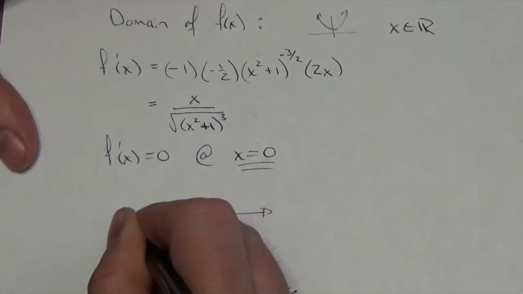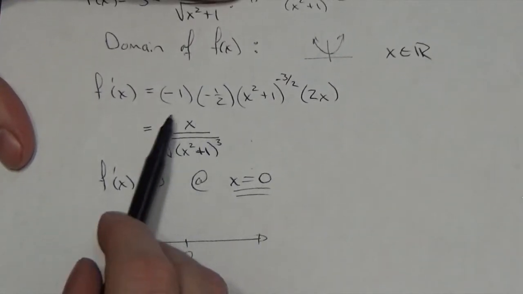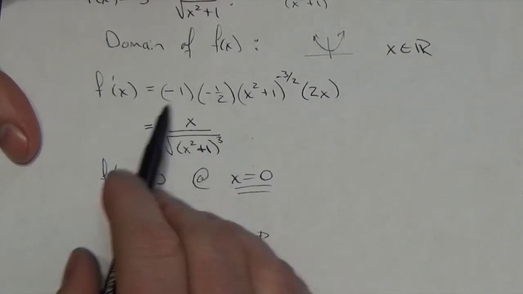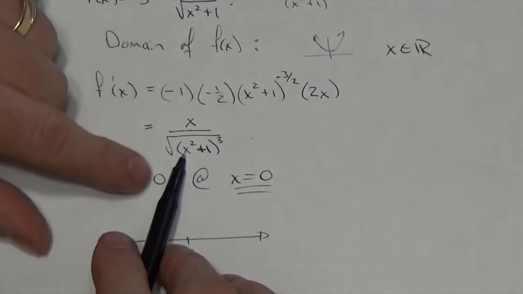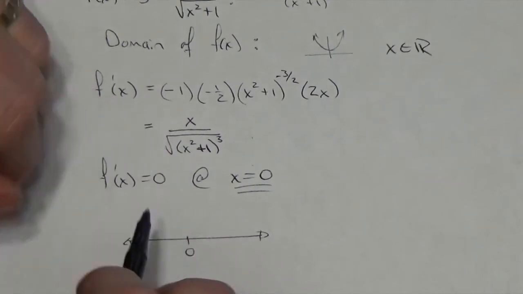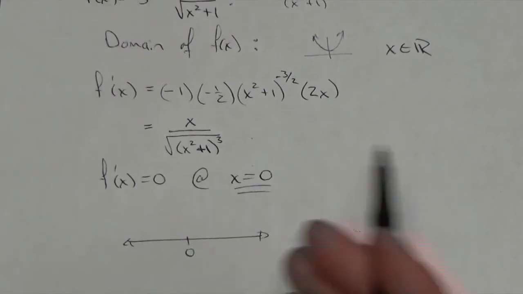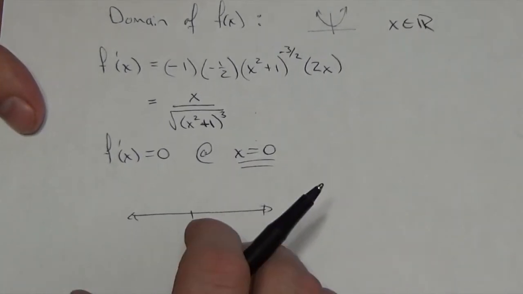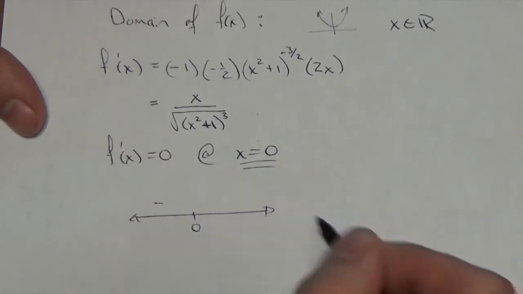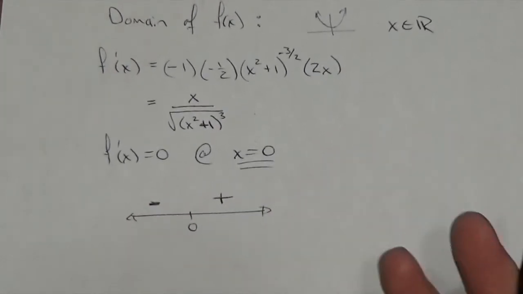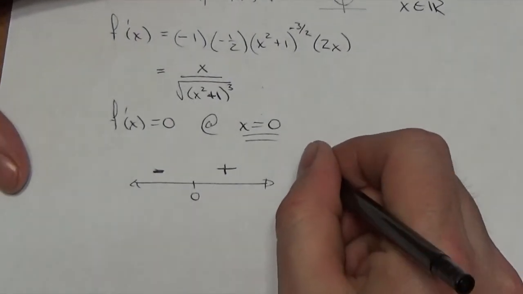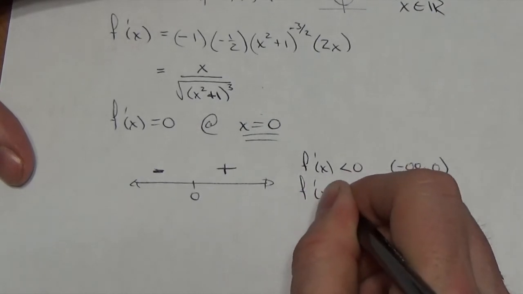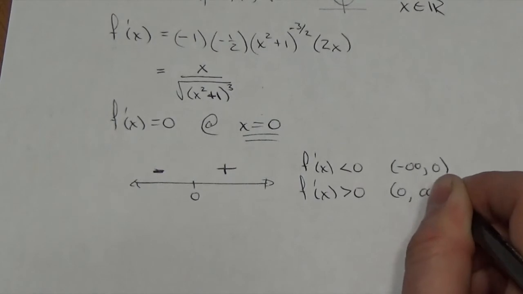Now, let's take a look at what happens along that number line. Here's 0, and we're interested in what's going on with the first derivative. When I look at the expression for the derivative, notice that for the denominator, any value of x that I plug in, whether it's positive or negative, x squared will be positive. I increase that by 1, it's going to be positive. If I take the square root and cube it, or cube that number and square root it, it's still going to be positive. In fact, the only thing that will determine whether that derivative is positive or negative is the value of the numerator, which is going to be negative to the left of 0 and positive to the right of 0, because that's just where those numbers occur. So f prime of x is less than 0 on the interval negative infinity to 0. f prime of x is greater than 0 on the interval 0 out to infinity.